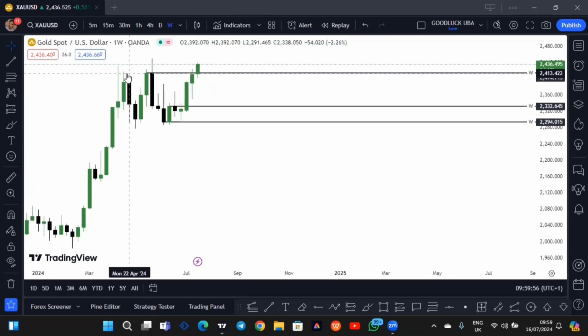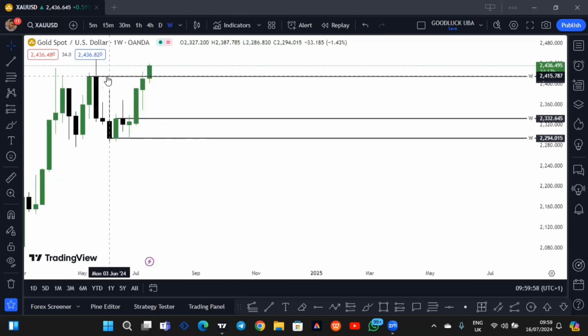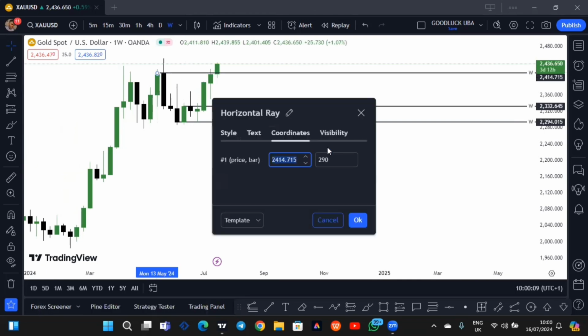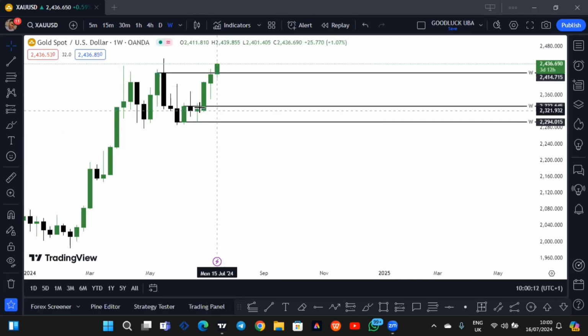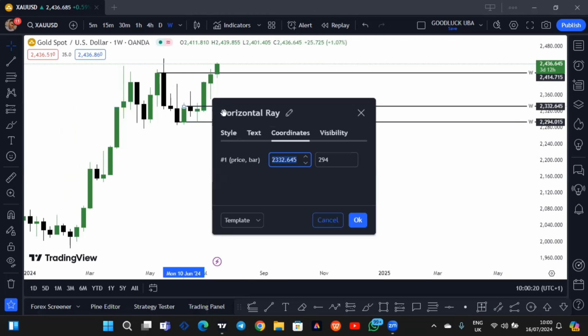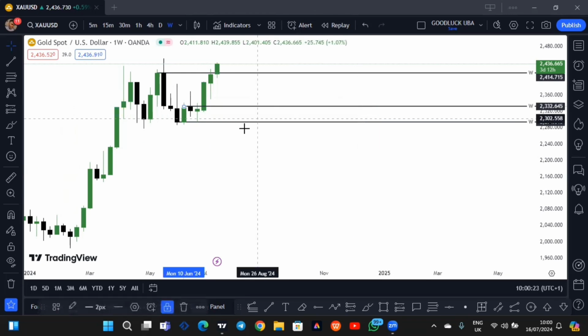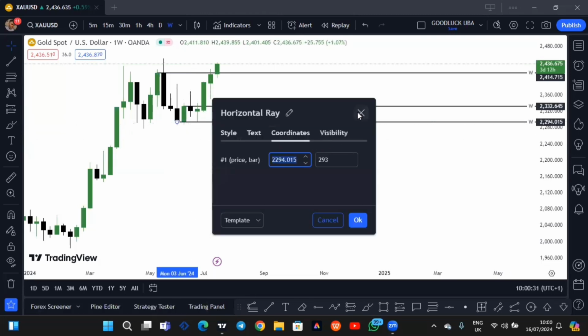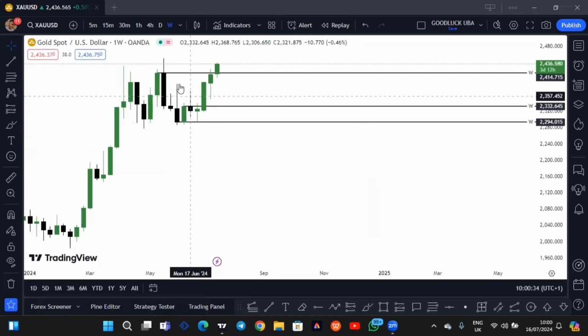On my weekly time frame, I already have my levels. I'm not gonna move this level because it's very, very valid. The close price for this candle was 2414.715. Still very active. Then the open price of this candle was 2332.645, very active. Then the open price for this one was 2294.015, very active. So my levels are literally very active.